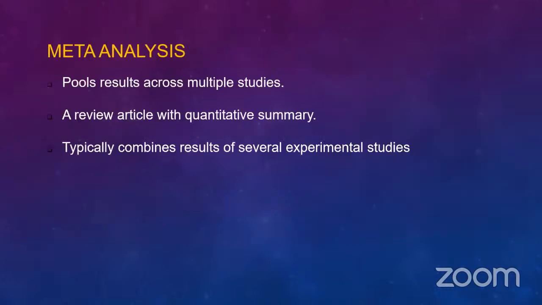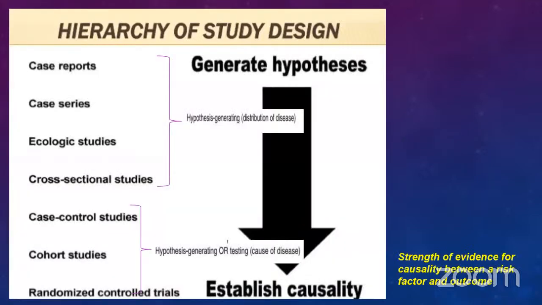So now coming to meta-analysis. Meta-analysis pulls results from multiple studies. It is basically an overview and a review of all the articles. When we take the hierarchy of study design, we have the case report, case series, ecological studies, and all of these are hypothesis generating. That is, from all these case reports, you get a hypothesis that something might cause a disease or some medicine might be slightly helpful in a disease.